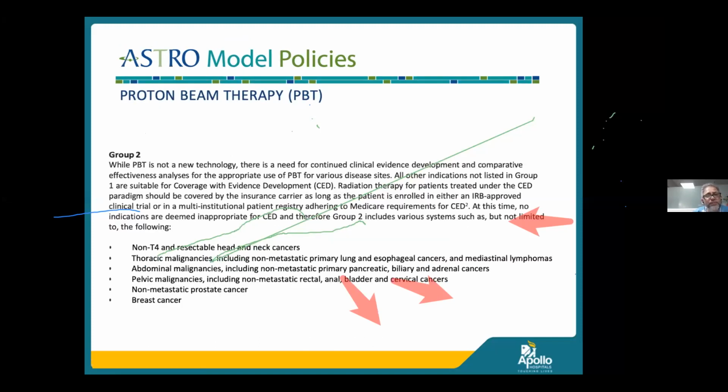Group 2 is the indication group where the technology is there and the evidence is being accumulated. Already it has become group 1 in many sites, but in the next 3 or 4 years, based on the data, this is likely to move into the group 1 indication as well, which includes even early head and neck cancers. Lung has now become the number 2 indication in the United States for protons. Abdominal malignancies, pelvic malignancies, non-metastatic prostate cancer, and we will touch upon breast cancer as well.